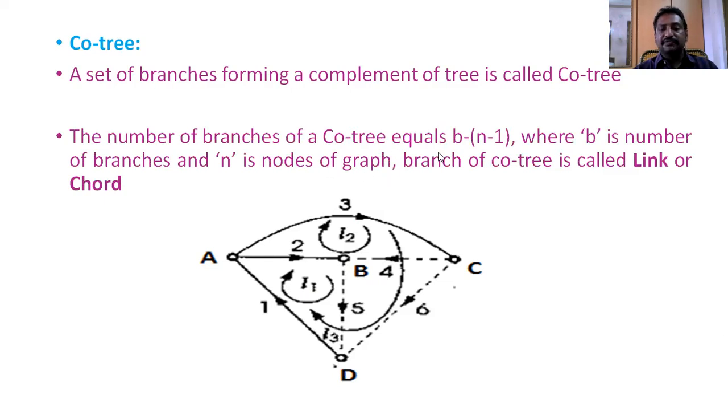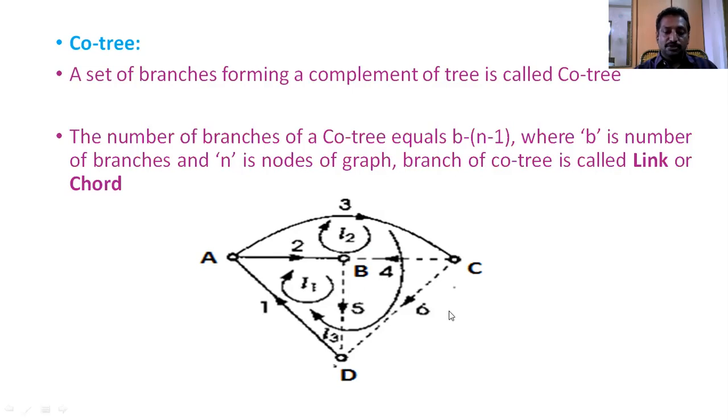So the number of branches of a co-tree equals b minus (n minus 1), where b is number of branches, n is number of nodes. So here you'll see how many branches are there? 6 branches. How many nodes are there? Sorry, actually number of nodes are 4. 4 minus 1, 3. 6 minus 3, 3. 3 branches are there. See here, 4, 5, 6.